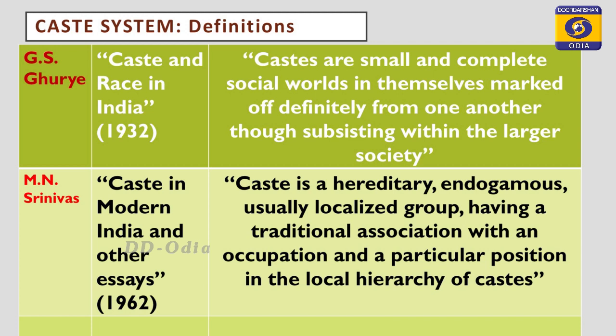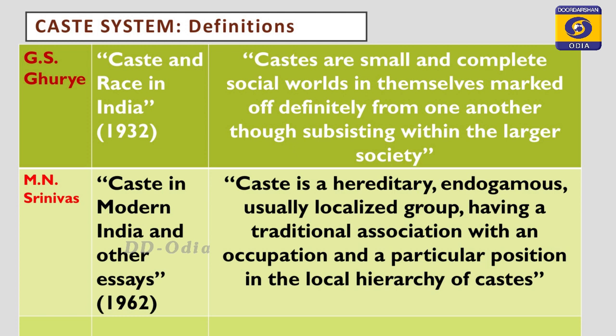So, what is the definition of M.N. Srinivas? He says that caste is a hereditary, endogamous, usually localized group having a traditional association with an occupation and a particular position in the local hierarchy of the caste system. Okay. So, here M.N. Srinivas, like Ghurye, also speaks about the caste system as something hierarchical and hereditary.